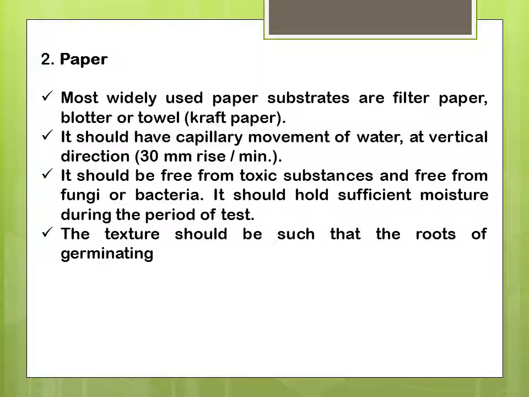Now we will discuss the second, the paper method. The most widely used paper substrates are filter paper, blotter or towels, called craft paper. There should be capillary movement of water in the vertical direction, and the paper should be free from toxic substances and from any fungi or bacteria. It should hold sufficient moisture during the period of the test, and the texture should be such that root growth is easy. These are the advantages over sand. Sometimes you autoclave the papers, but without autoclaving it also works.